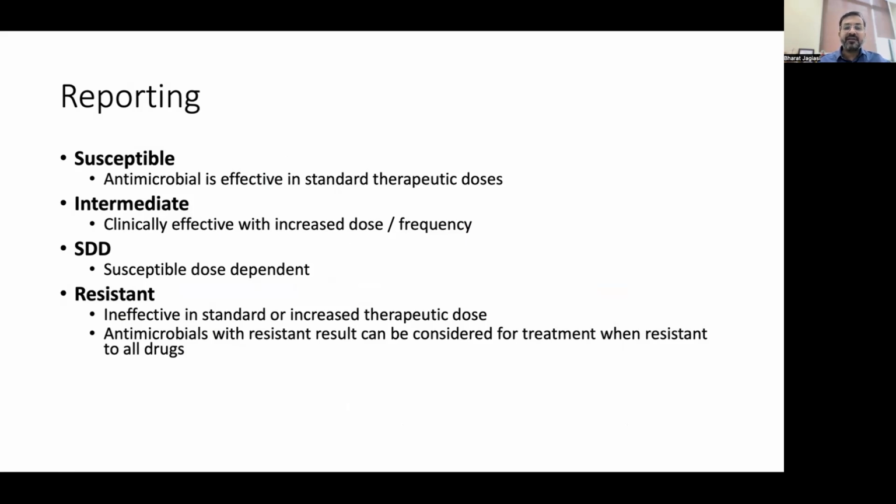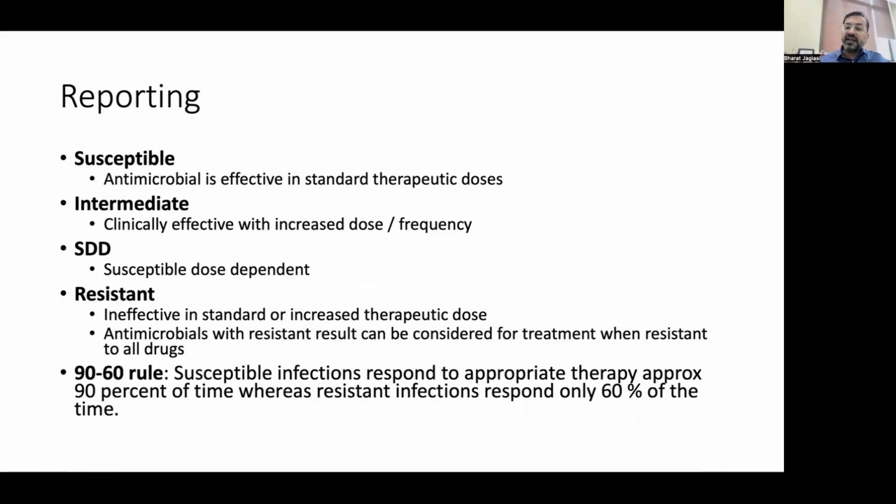S means susceptible, that is the antimicrobial is effective in standard therapeutic doses. Intermediate means clinically effective with increased dose or frequency, depending on the PKPD of the antibiotic and exactly what is the site of the infection. SDD is susceptible dose dependent. When we go up on the dose, it will act, the bacteria will be sensitive, otherwise it will be resistant. And resistant is ineffective in standard or increased therapeutic dose. An antimicrobial with resistance can be considered for treatment only when resistant to all drugs. Otherwise, we should avoid using such antibiotics.